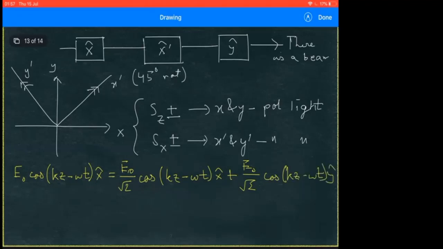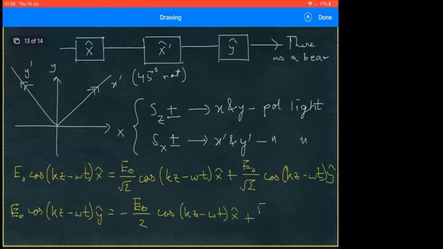Similarly, I would have got E naught cos(kz minus omega t) y hat to be equal to minus E naught by square root 2 cos(kz minus omega t) x hat plus E naught by square root 2, the same thing basically, times y hat. Okay, let me actually copy this and take it to the next page.